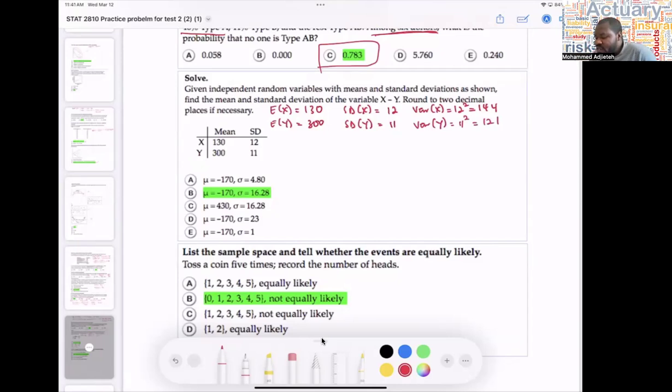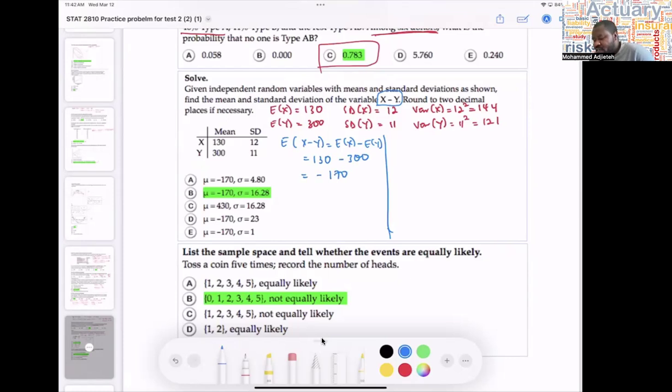Now I want the mean and standard deviation of this one here. So let's do the mean first. We have all those properties already. So what is E of x? 130. E of y, 300. This is what? Minus 170. So we are good on that.